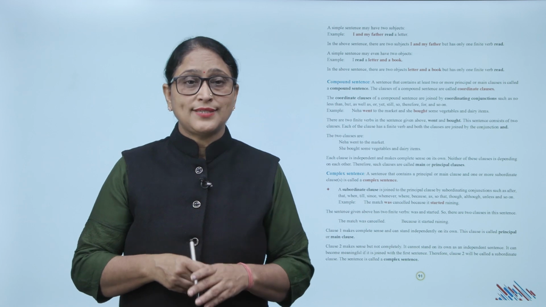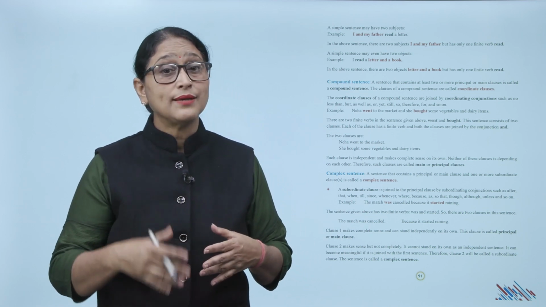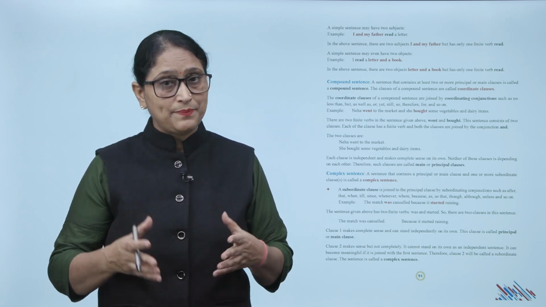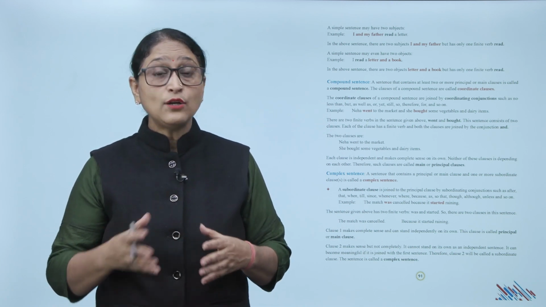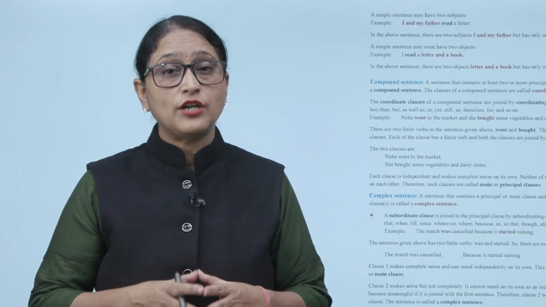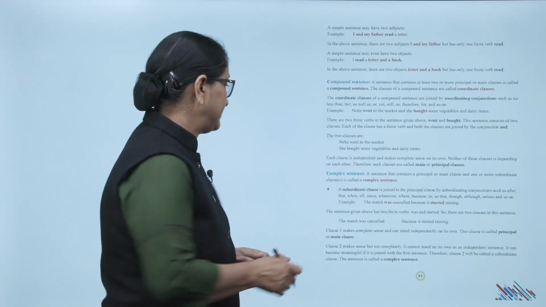Went and bought. The 2 clauses are Neha went to the market. She bought some vegetables and dairy items. Each clause is independent and makes complete sense on its own. Neither of these clauses is depending on each other. Therefore, such clauses are called main or principal clauses. Complex sentence.